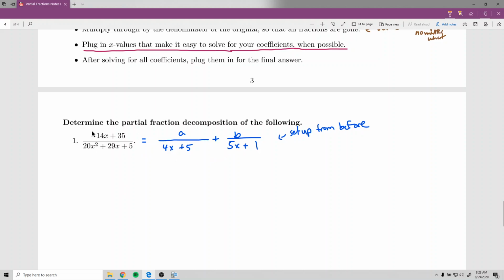Now, one thing is that the reason multiplying by the denominator on each side works well is because this is just made up of these factors. So remember that 20x squared plus 29x plus 5 equals 4x plus 5 times 5x plus 1. Right? These denominators didn't come out of nowhere. So what I'm going to do, normally I don't do this step because it works the same way every time, but I'm just going to plug that in here so you can see everything cancel when we multiply through.